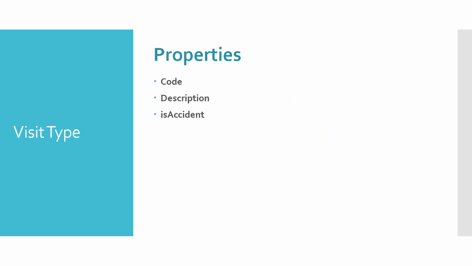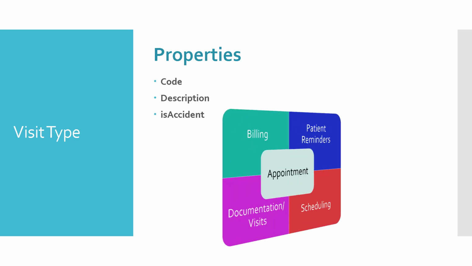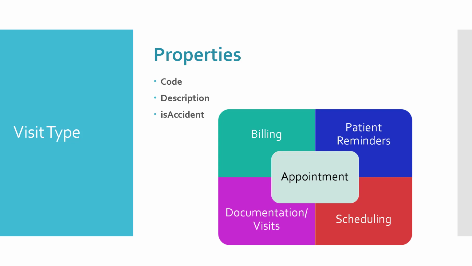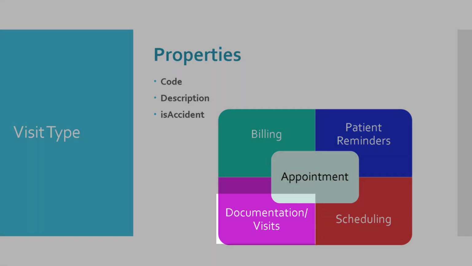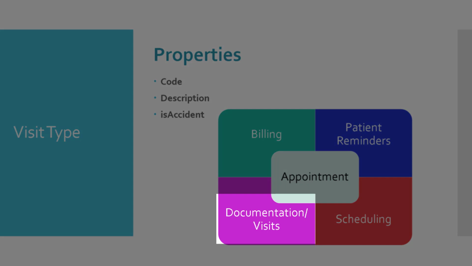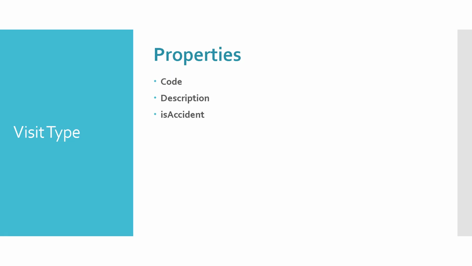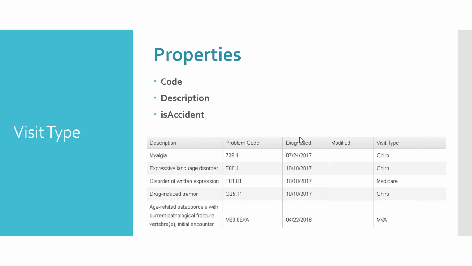Remember, appointments in ChartTalk refer to the scheduled encounter with the patient. Visits in ChartTalk refer to documentation about the encounter. A visit record is a subset of information associated with an appointment. A visit type helps distinguish specific details about an encounter. A patient can have different diagnoses associated with different visit types.